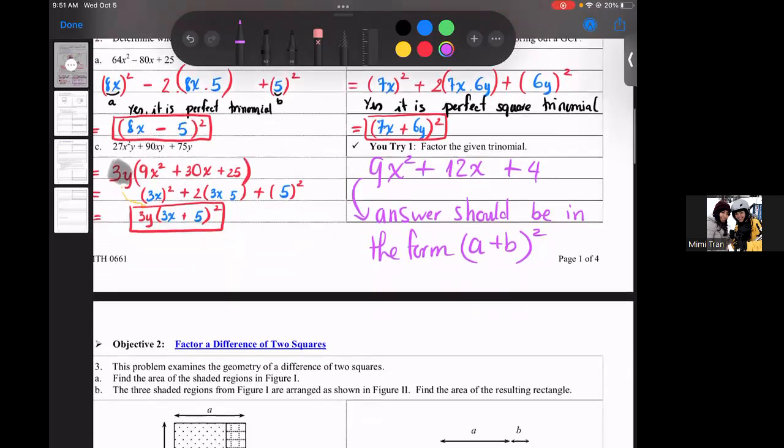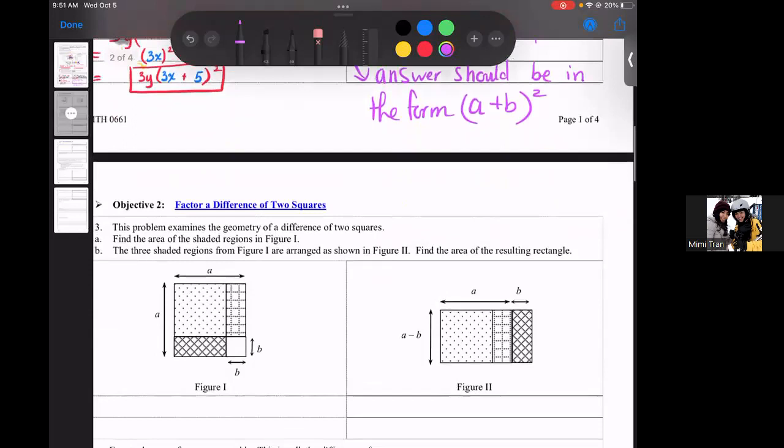All right. Objective 2, factor difference of 2 squares. Again, you know this already. Let me remind you, recall: if I have a squared minus b squared, it is equal to what? On the exam, you did this.